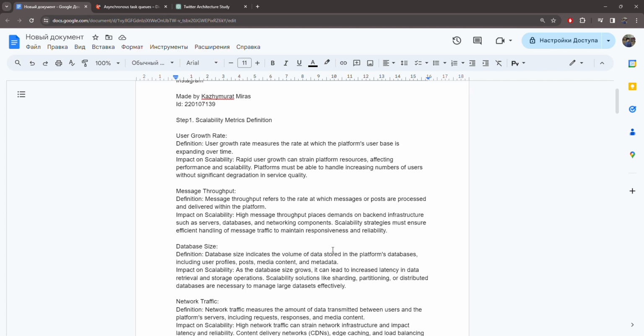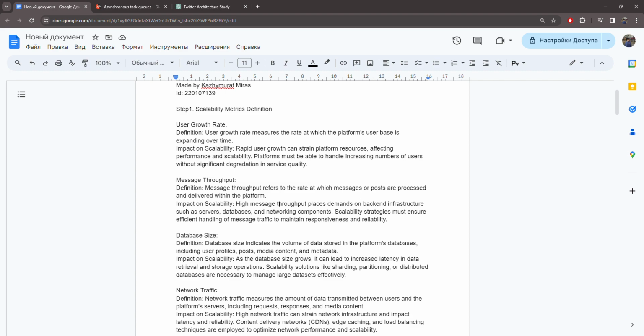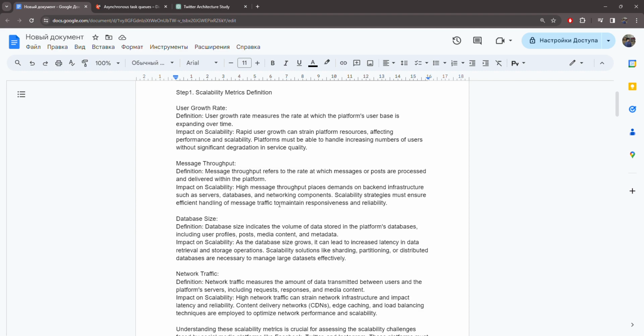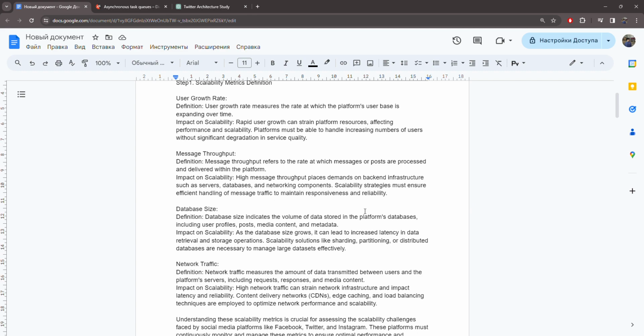Next one is message throughput. Message throughput refers to the rate at which messages or posts are processed and delivered within the platform. High message throughput places demands on backend infrastructure such as servers, databases, and networking components. Scalability strategies must ensure efficient handling of message traffic to maintain responsiveness and reliability.